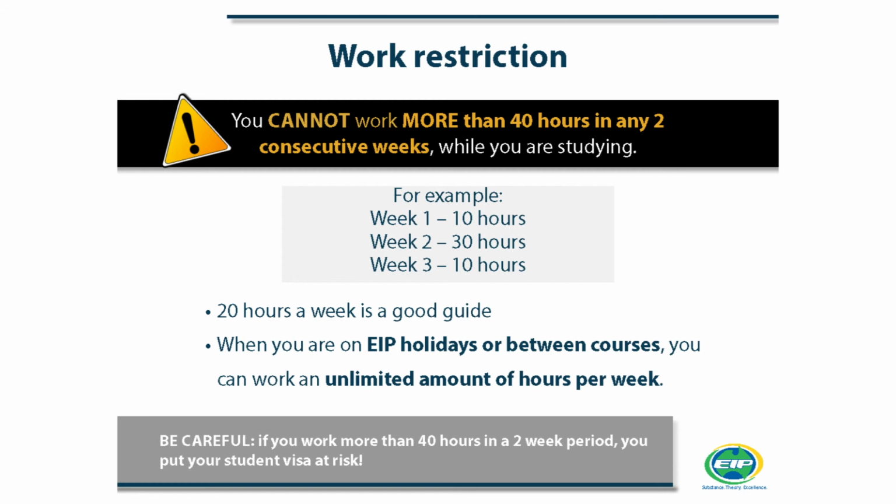When it comes to the actual restriction, essentially you cannot work more than 40 hours in any 2 consecutive weeks while you are studying. For example, if in your first week you work 10 hours, the second week you can work 30 hours, and then the next week you would be limited to 10 hours. A good rule or guide is simply 20 hours a week. Now, of course, when you're on holidays or between courses, you can work an unlimited amount of hours per week.